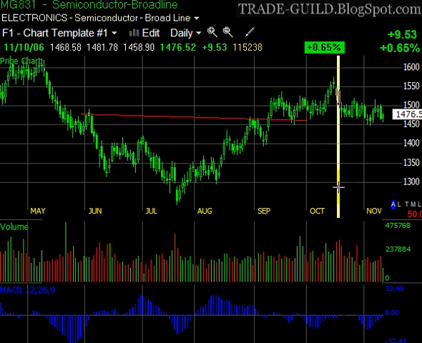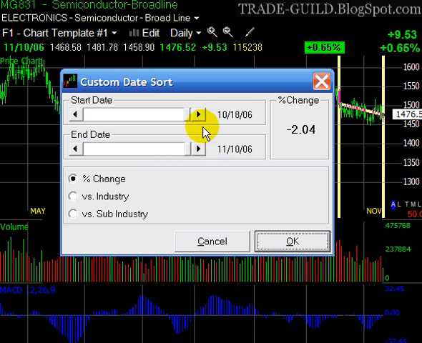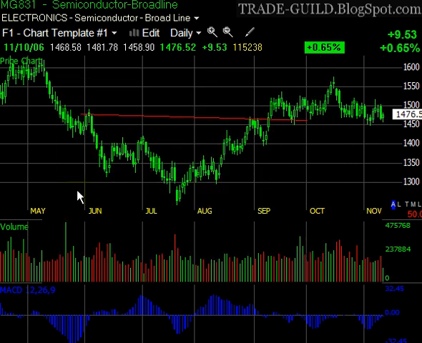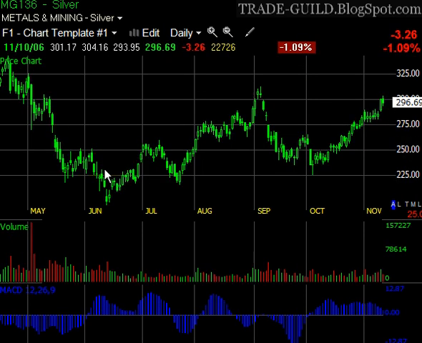This is a custom sort, and I'm going to choose a time period. I just did that. And basically I'm going to fine tune it here, from October 10th to November 10th. And what I'm going to look at is the percent change. That's what I'm looking for. So it's going to sort 230 items on the fly. It's done. And I'm going to go to the top of my list.